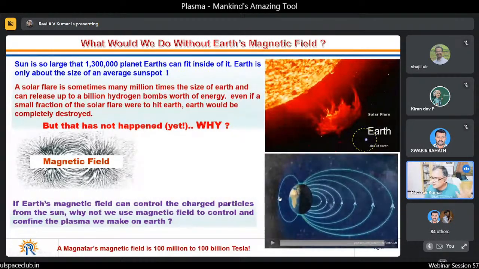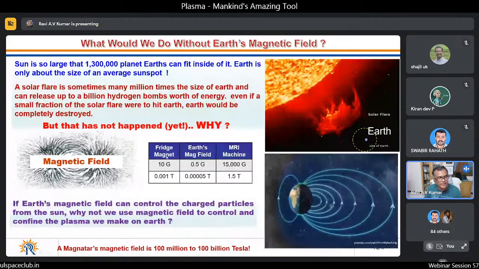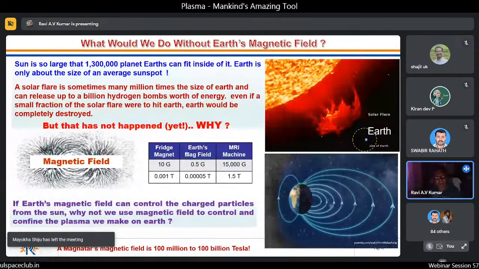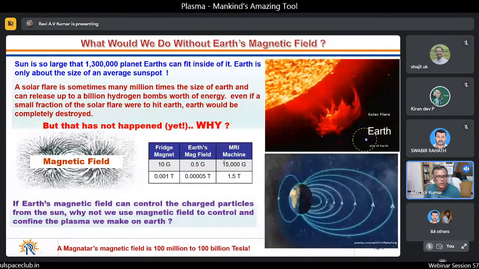That is where you get the aurora. Now, for a comparison, you can see the fridge magnet in your house fridge is about 10 Gauss. Earth's magnetic field is just 0.5 Gauss. And if you take an MRI machine that you have in hospitals, that's about 15,000 Gauss. You can see how such a small magnetic field of Earth has been protecting us for millions of years.